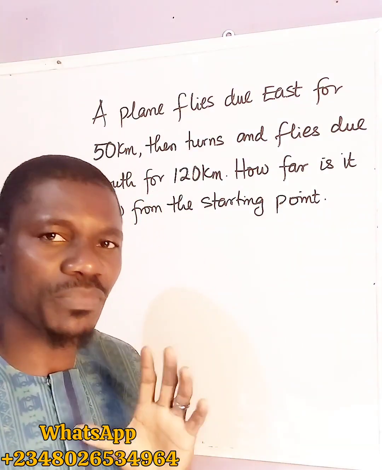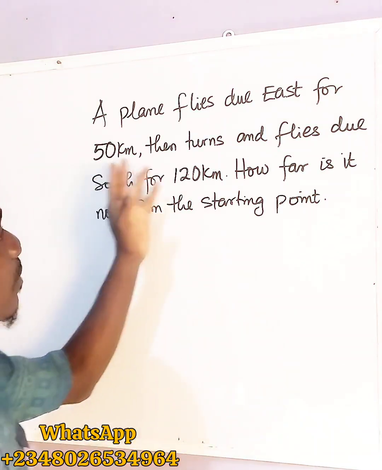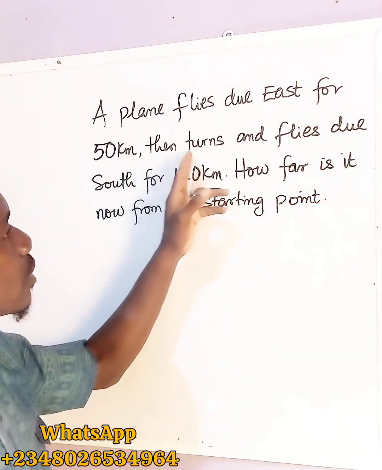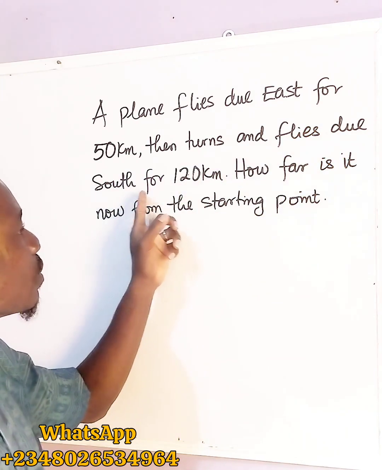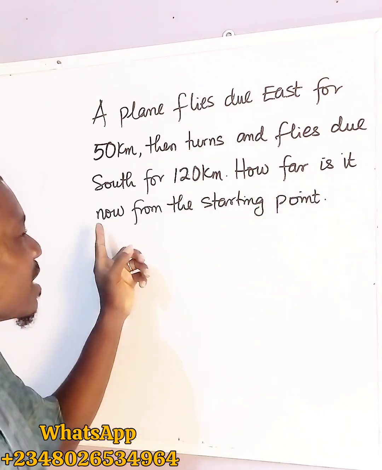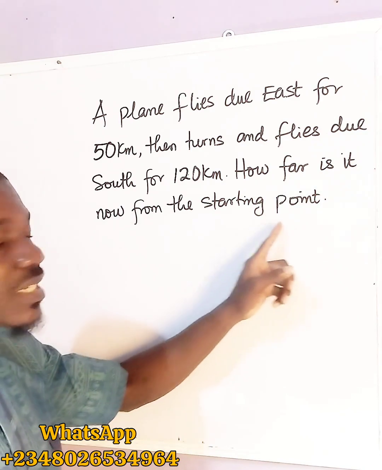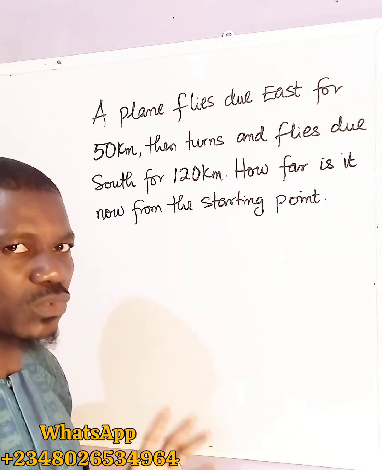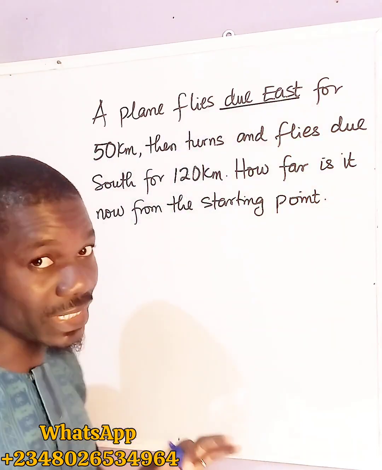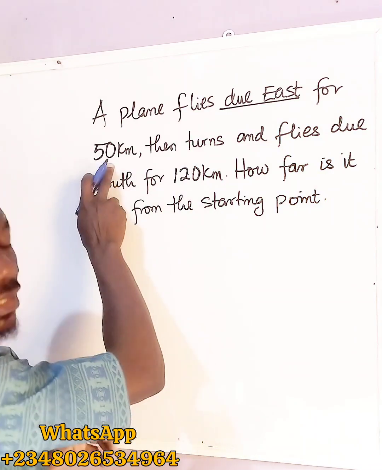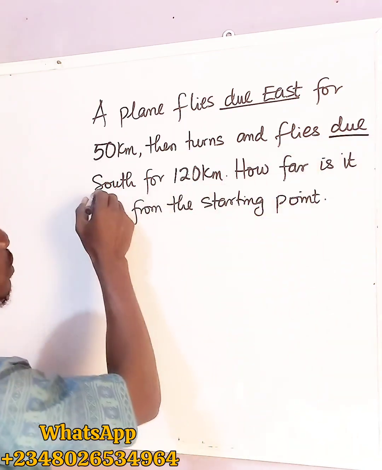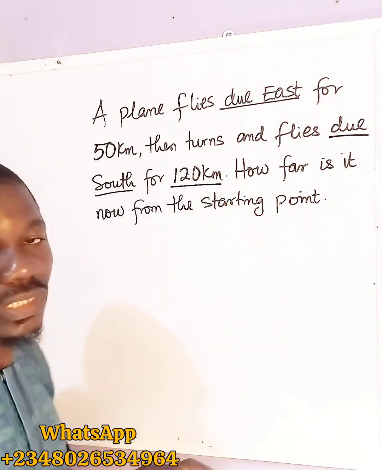Now let us look at this PRA question. It says that a plane flies due east for 50 kilometers, then turns and flies due south for 120 kilometers. How far is it now from the starting point? Now here are the things we need to take note of. First of all, the plane flies due east for 50 kilometers, and flies due south for 120 kilometers.